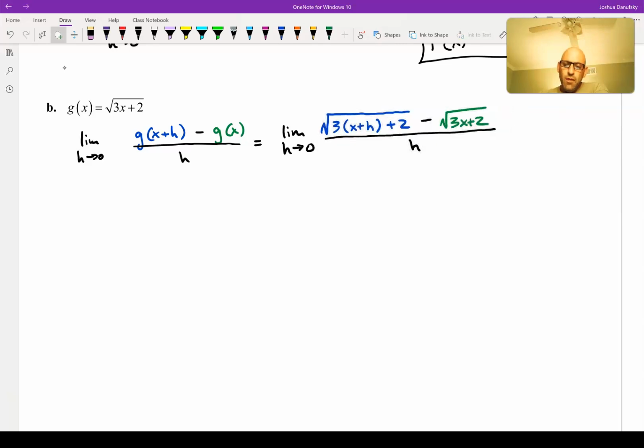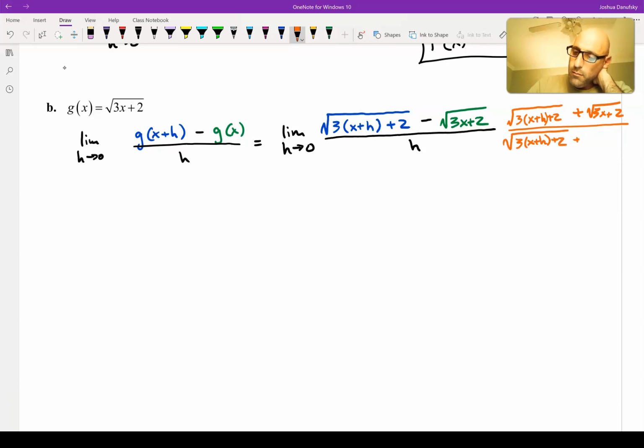Now, we've dealt with limits like this before. The main thing we need to make sure that we do is multiply by the conjugate, right? So hopefully we recognize that what we're going to do here is multiply top and bottom by the square root of 3x plus h plus 2 plus the square root of 3x plus 2. And then the same thing on the bottom, the square root of 3 times x plus h plus 2 plus the square root of 3x plus 2. And let's see what that gets us.